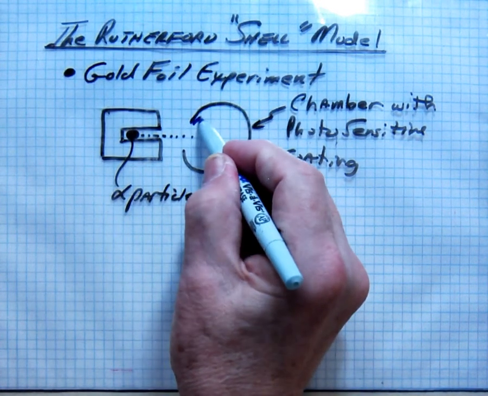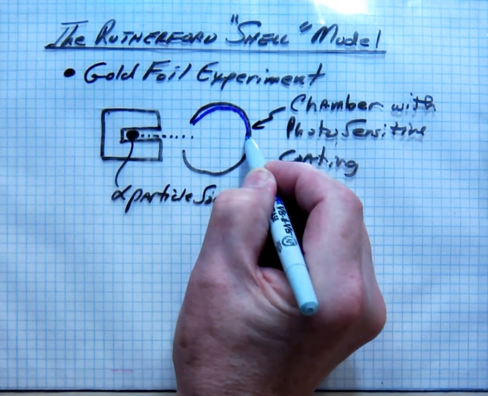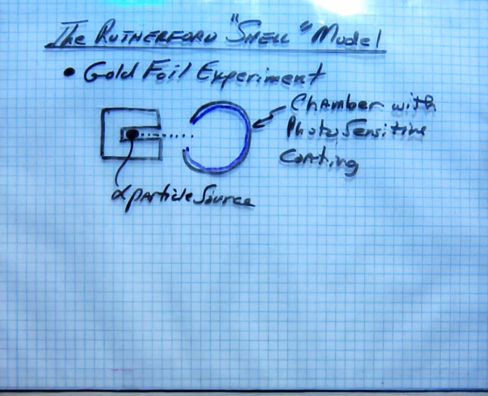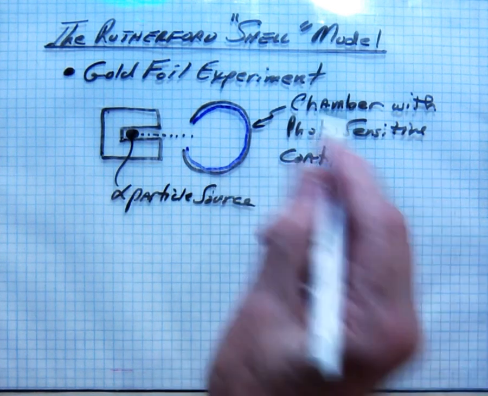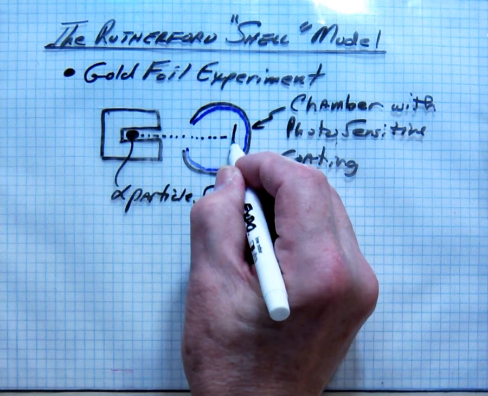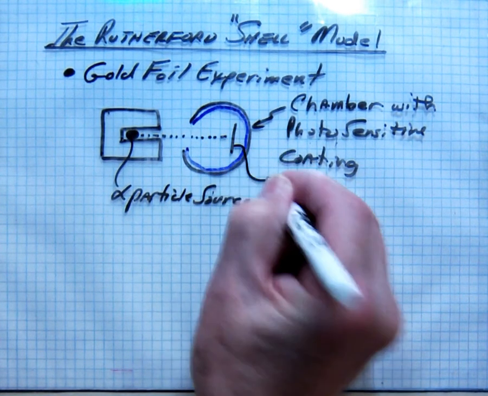So it had a photosensitive coating inside, around like that. And he shot the alpha particles at a strip of gold foil.